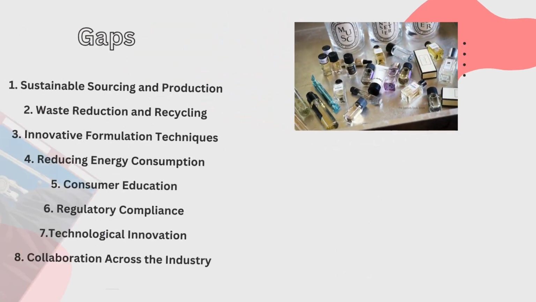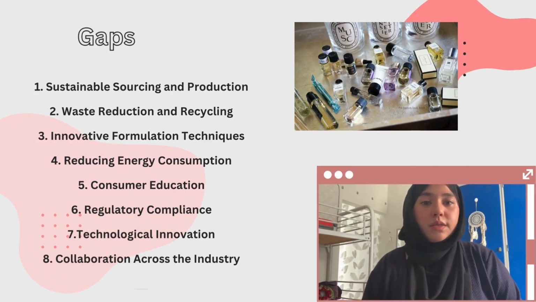In the realm of perfume manufacturing, notable gaps persist in several key areas. One prominent challenge lies in achieving comprehensive sustainability throughout the supply chain, from the sourcing of raw materials to production processes. Despite strides in waste reduction, there remains room for improvement in optimizing strategies and recycling methods to minimize environmental impact and efficiently repurpose byproducts.